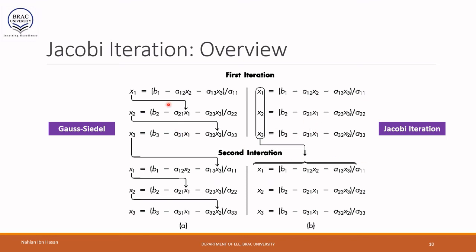So if you see in this figure, on the left hand side we are using the Gauss-Seidel method, and on the right hand side we are showing the Jacobi iteration method. So the formulas are going to be the same, but the difference comes in where to use the x1, x2 and x3. For example, in the Gauss-Seidel method, look at this. In the first case we have determined the value of x1, and in the second equation we are just going to use the most current x1 term.